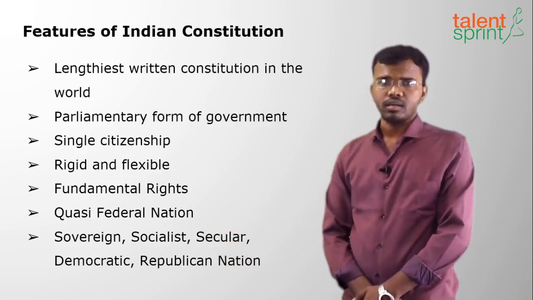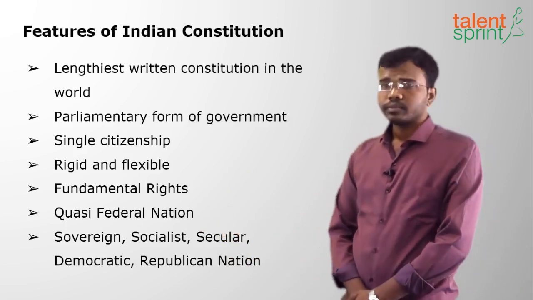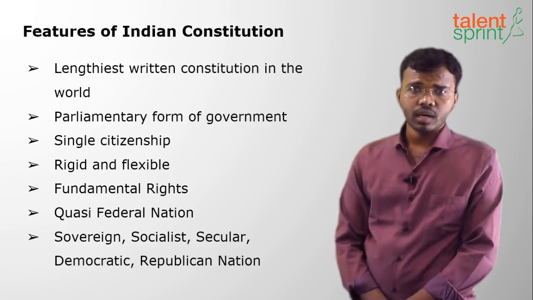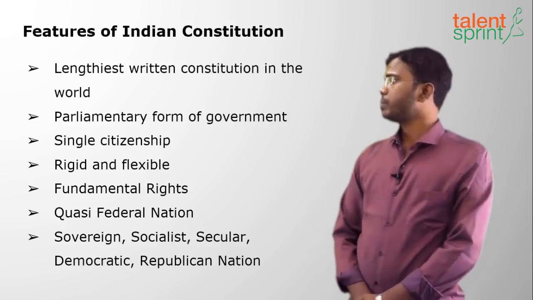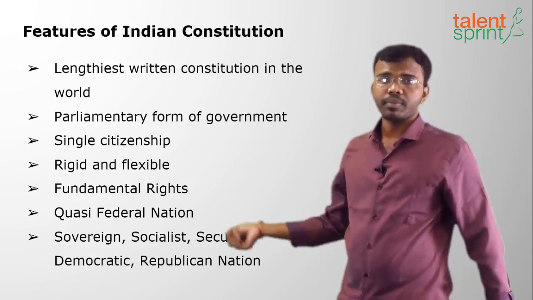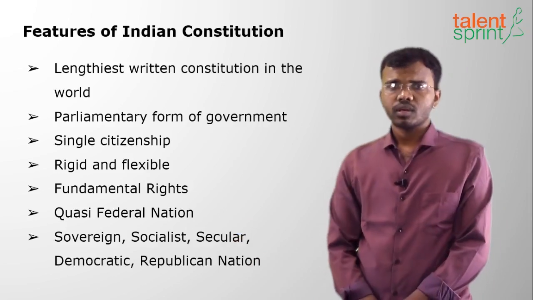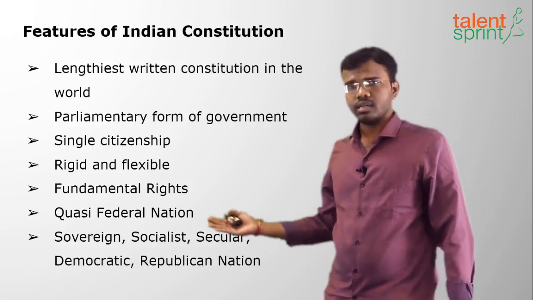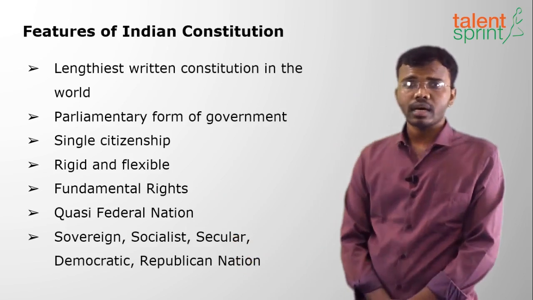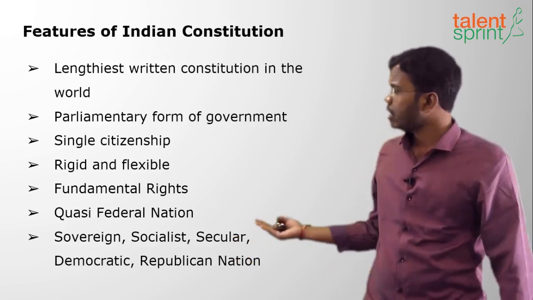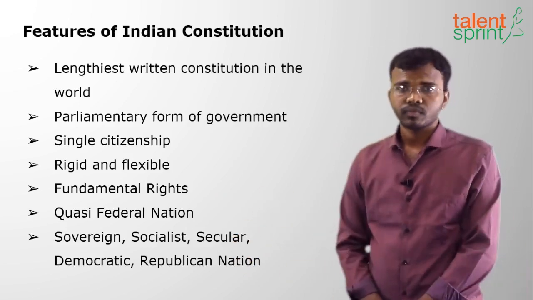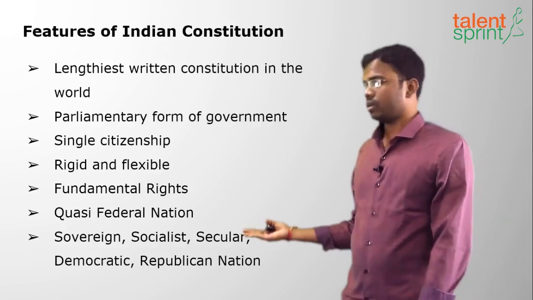So that is why we are a sovereign country. Next is socialist country. So what do you mean by socialist? Socialist means the resources of the country should be owned by the people. It's against capitalism like the US. Okay. We are a socialist country. Next is secular. All religions are accepted. We don't have any particular religion. That's why we are a secular country.